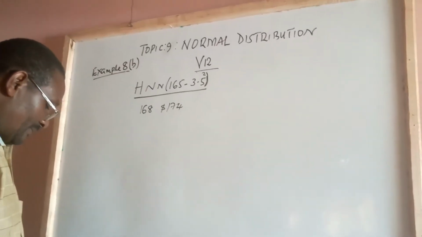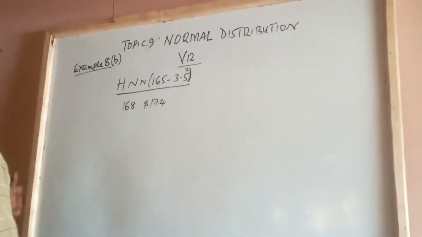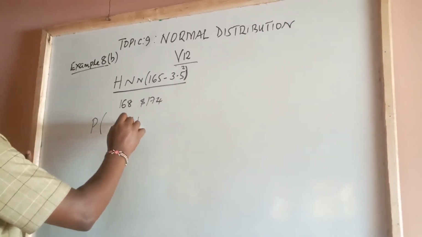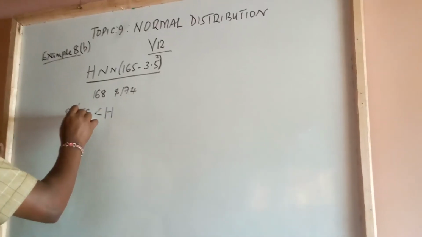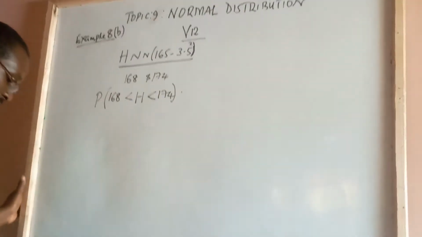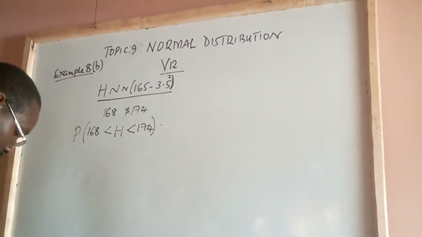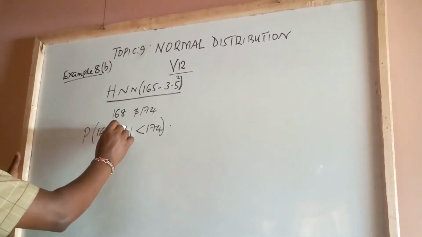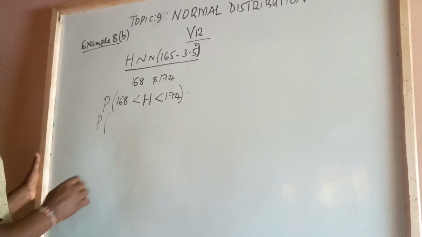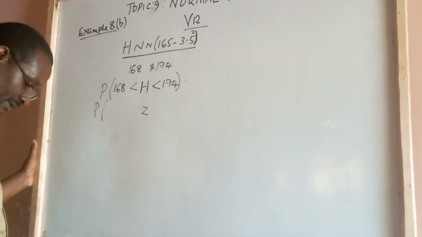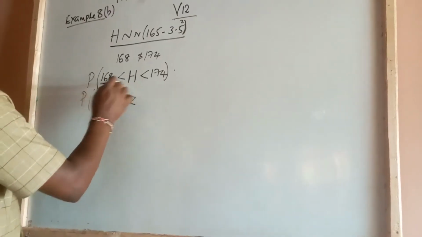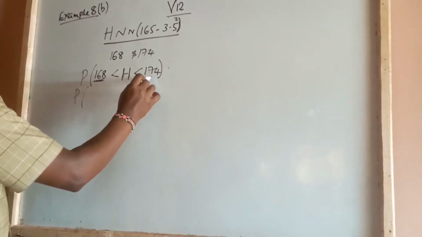Of course, we are talking about a probability of finding a woman whose height is greater than 168 and less than 174. That is where we are. Because we have the height, we have to bring in the Z. So we're looking for the probability of a Z which is greater than, this is our lower boundary, and this is our upper boundary.